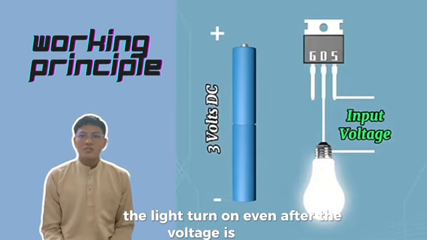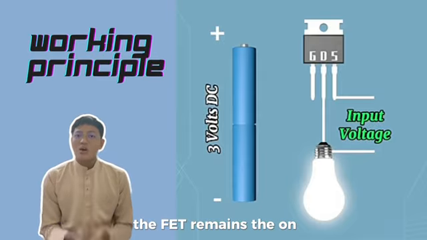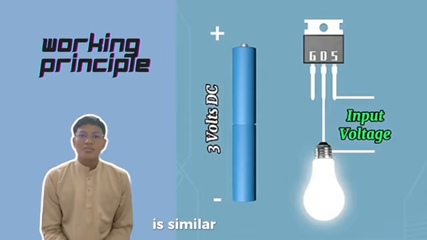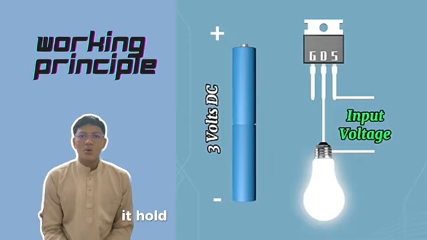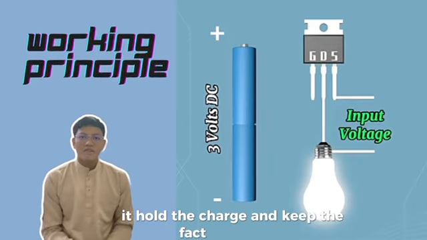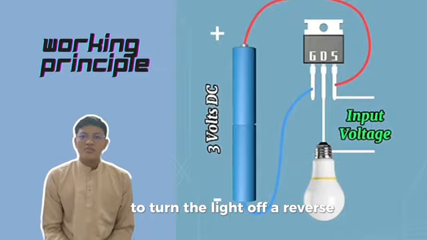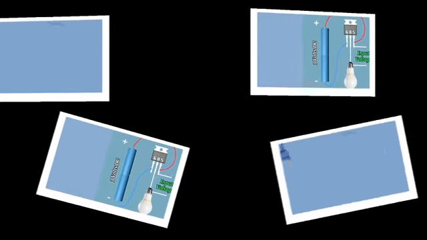Even after the voltage is removed, the FET remains in the on state. This happens because the internal structure of the gate is similar to a capacitor. It holds the charge and keeps the FET conducting. To turn the light off, a reverse voltage must be applied to the gate.